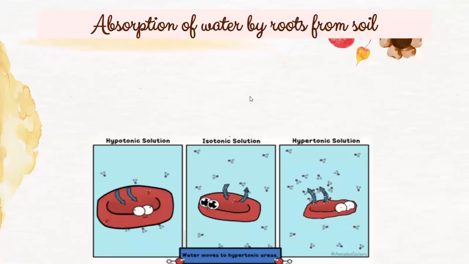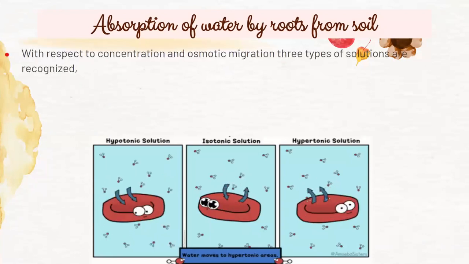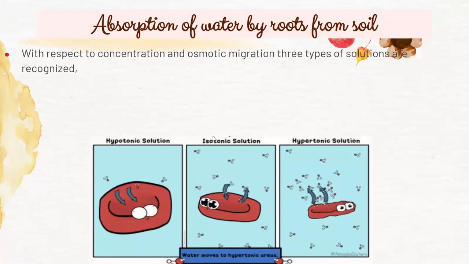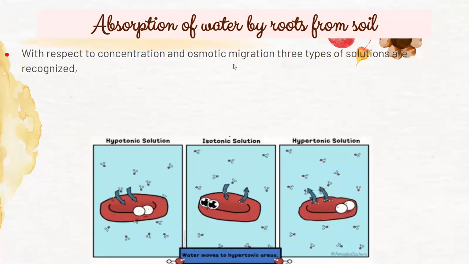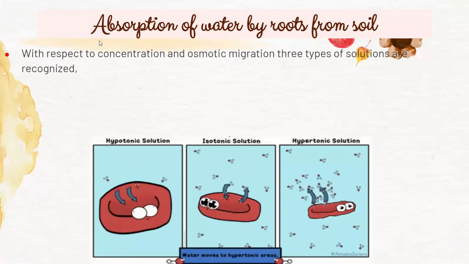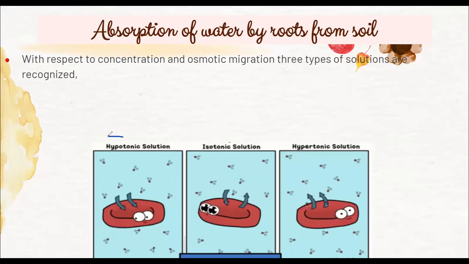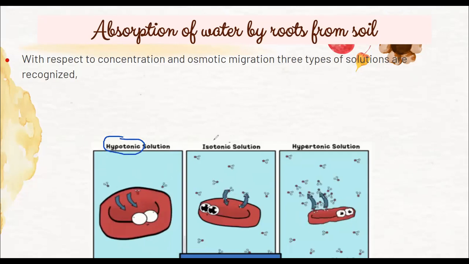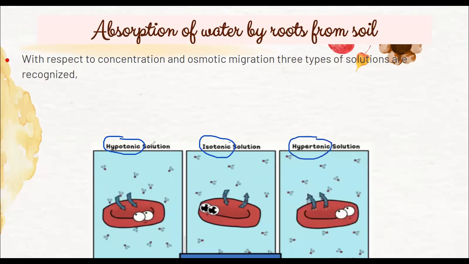Okay, so the osmosis can be of three types. Again, this you might have studied in lower standard. We will still go through it. Okay, that is hypotonic, isotonic, and hypertonic. So with respect to the concentration and osmotic migration, three types of solutions are recognized. Okay, depending upon what is the type of solution, where the water is more, where the water is less. Three type of solution: hypotonic solution, isotonic solution, hypertonic. So hypo, iso, and hyper.